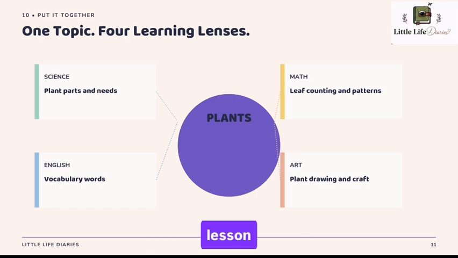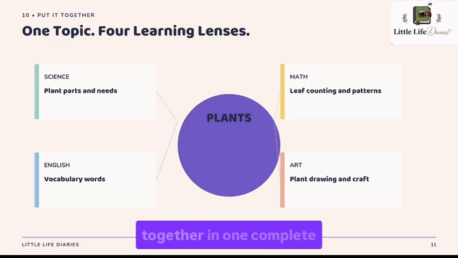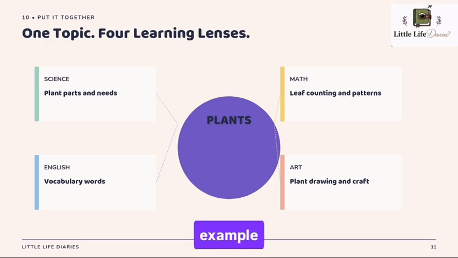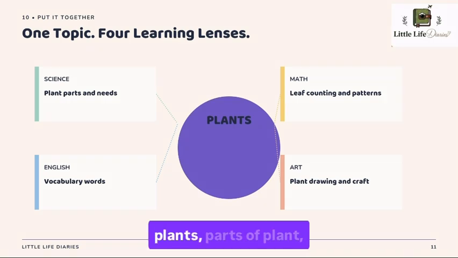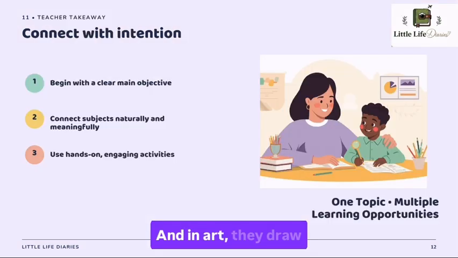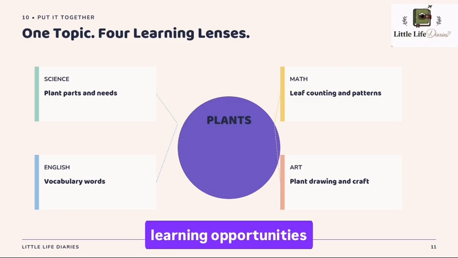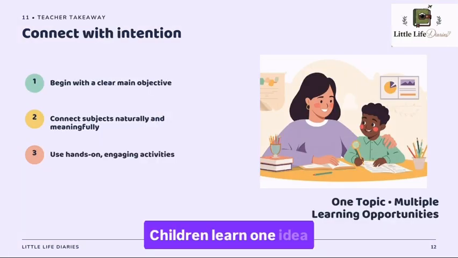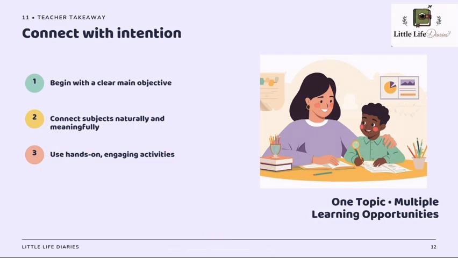Complete integrated lesson example. Now let's put everything together in one complete example. If the theme is plants, then in science, children can learn the parts of a plant and what plants need. In English, they can learn vocabulary. In maths, they can count and compare leaves. And in art, they can draw and craft plants. So one topic becomes many learning opportunities. This is the power of integration. Children learn one idea through different subjects in a connected and meaningful way.